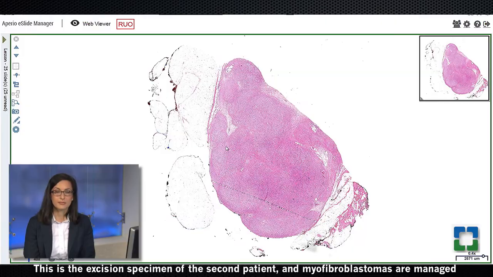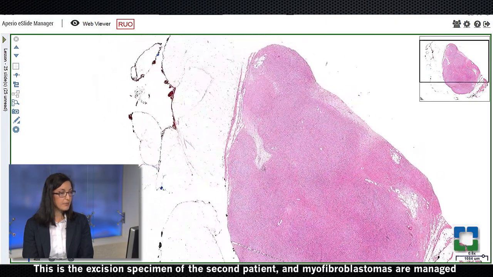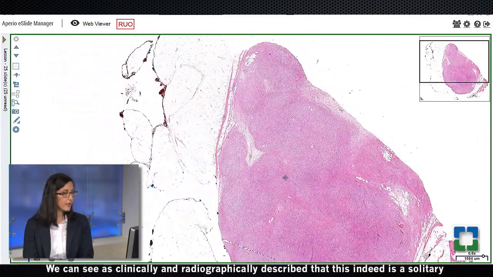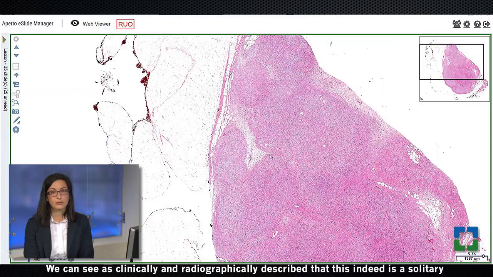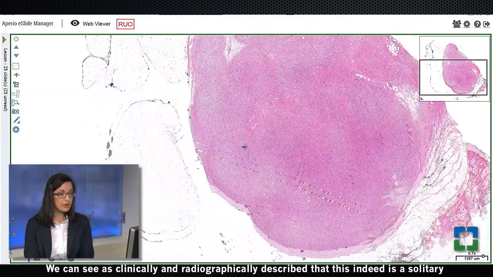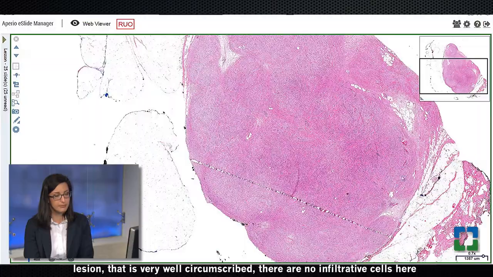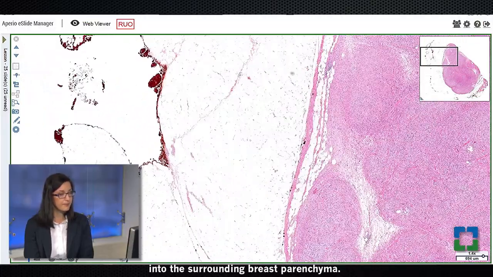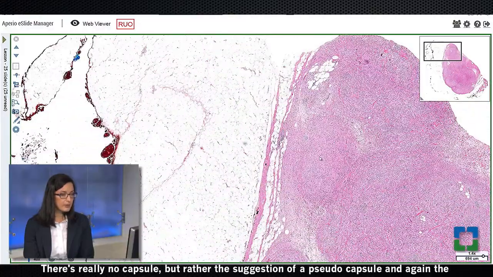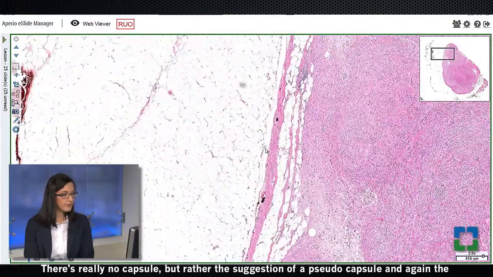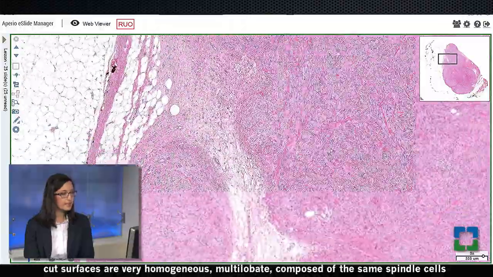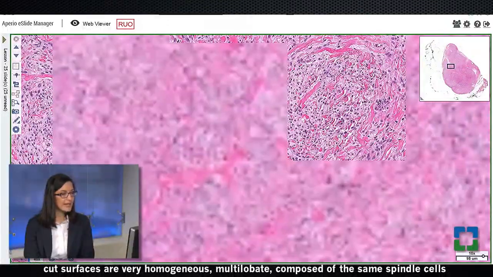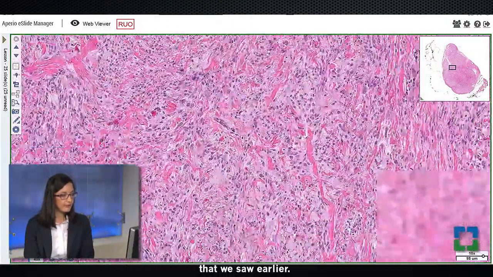This is the excision specimen of the second patient. Myofibroblastomas are managed surgically, and basically an excision is curative. We can see, as clinically and radiographically described, that this indeed is a solitary lesion that is very well circumscribed. There are no infiltrative cells here into the surrounding breast parenchyma. There's really no capsule, but rather the suggestion of a pseudocapsule. And again, the cut surfaces are very homogeneous, multilobate, composed of the same spindle cells that we saw earlier.